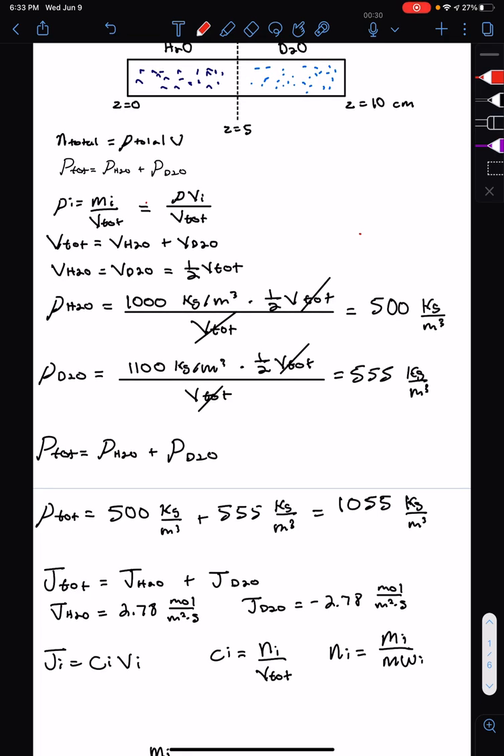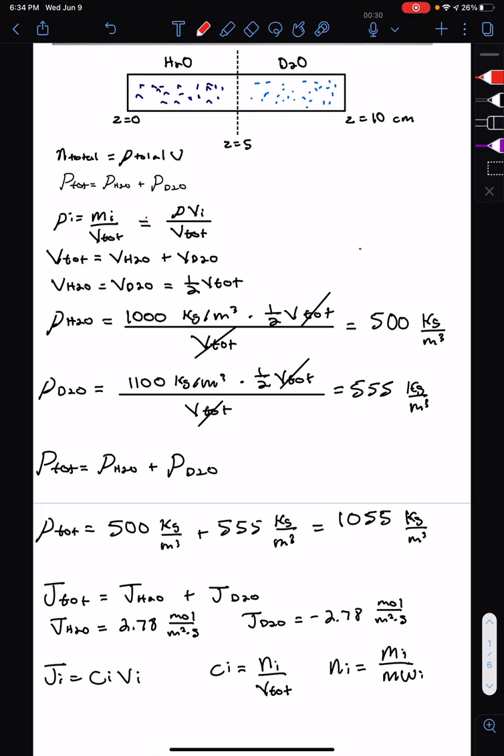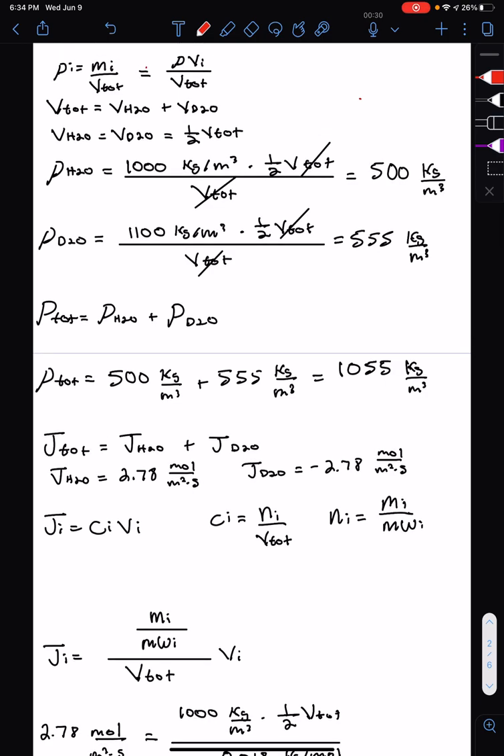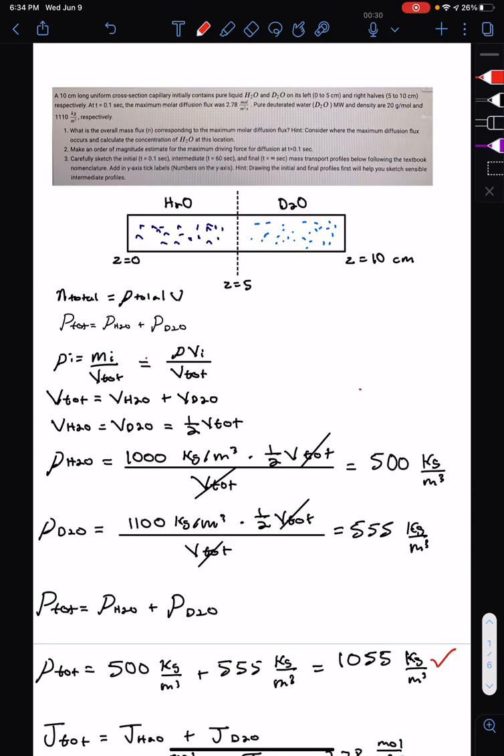So now we're going to find the mass concentration of H2O. We plug in the numbers, and we see that the total volume cancels out, and we are left with 500 kilograms per meter cubed. And we do that for D2O as well. We plug in its density and its individual volume over the total volume, and we get 555 kilograms per meter cubed. And the sum of those two components is equal to the total mass concentration. As you can see, we add up the two components, and it is equal to 1055 kilograms per meter cubed. So that's perfect. We found the first part of the problem, 1055 kilograms per meter cubed.